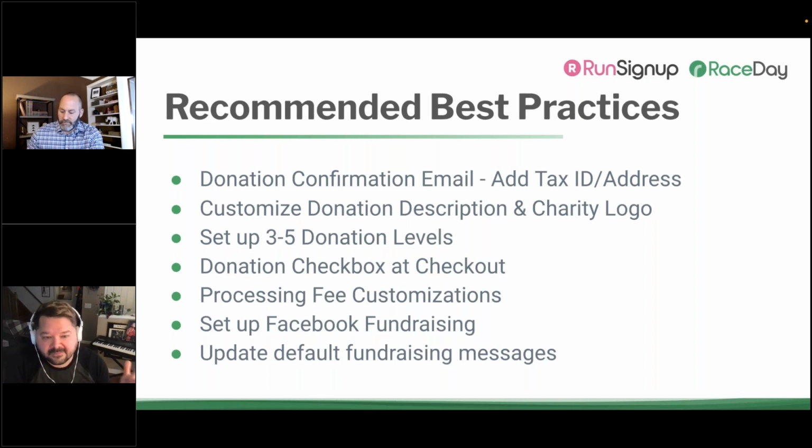And beyond that, we even recommend setting up 3 to 5 donation levels. So not only are they seeing the donation description and the charity logo, they're seeing a bunch of options: I can donate 25, 50, 250. It encourages people and gives them a suggestion of what they should be donating.